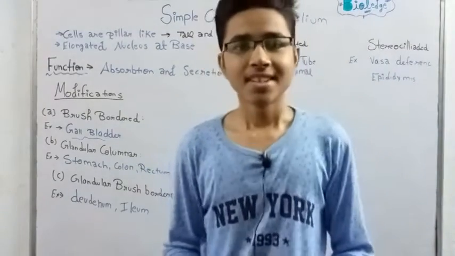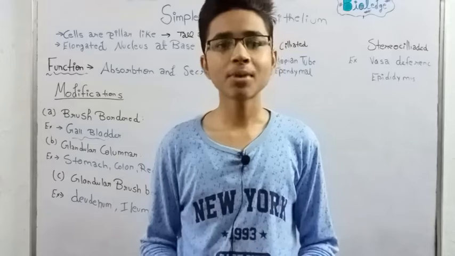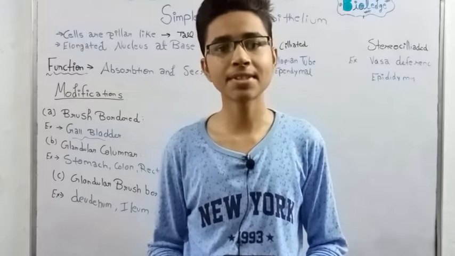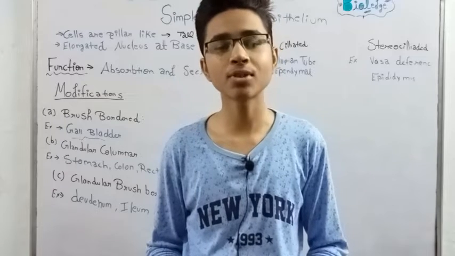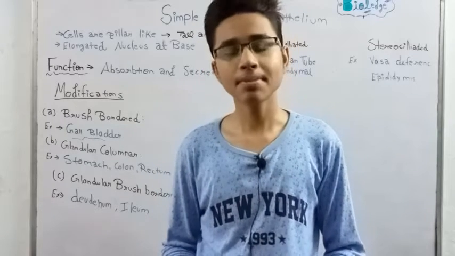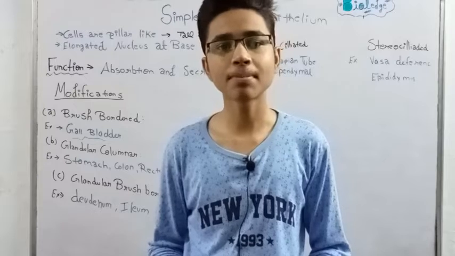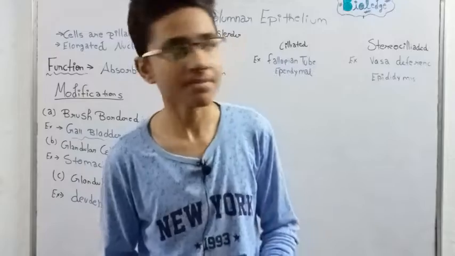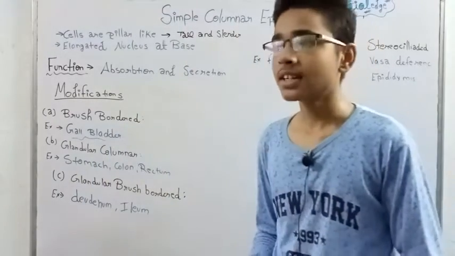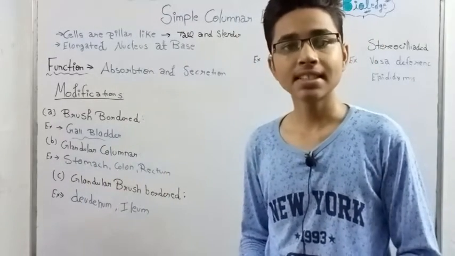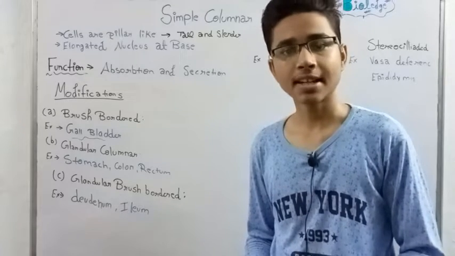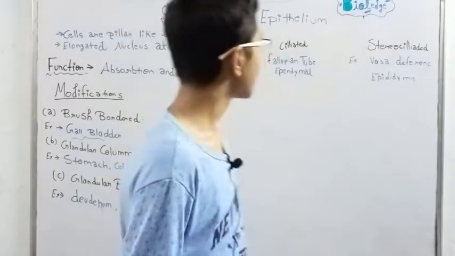Hello everyone. In the previous discussions we were discussing the types of epithelium tissues. We have discussed the cuboidal epithelium as well as the simple squamous epithelium. Today we are discussing another very important topic and part of the epithelium tissues, that is the simple columnar epithelium. Before we begin, let's first discuss what cilia and stereocilia are, because they are modifications of some other types of epithelium tissues. So let's begin with them.